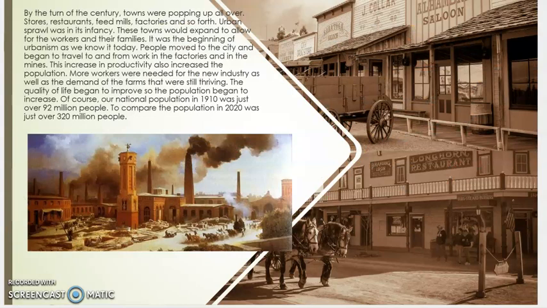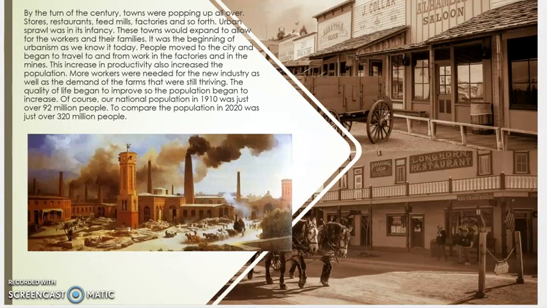By the turn of the century, towns were popping up all over: stores, restaurants, feed mills, factories, and so forth. Urban sprawl was in its infancy. These towns would expand to allow for the workers and their families. It was the beginning of urbanism as we know it today.